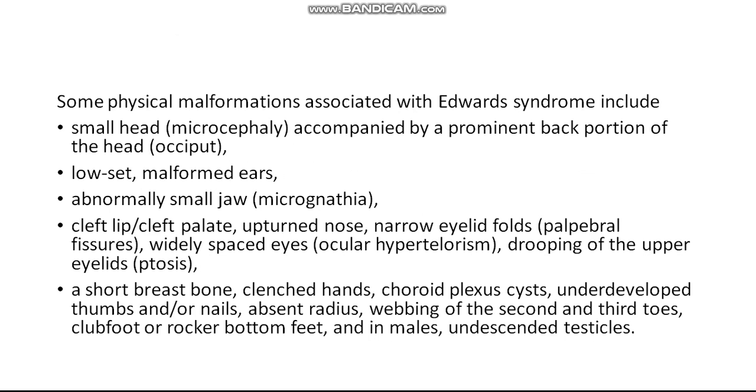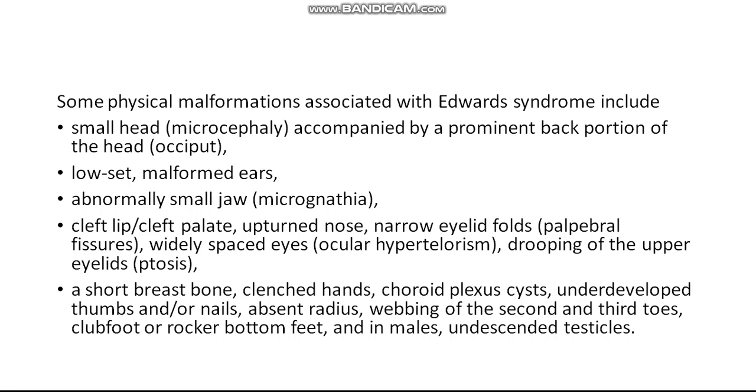The other physical malformations include small head or microcephaly, low set and malformed ears, abnormally small jaw, which is known as micrognathia, cleft lip or cleft palate, upturned nose, narrow eye folds or palpebral fissures, widely spaced eyes or ocular hypertelorism, drooping of the upper eyelid or ptosis, a short breastbone, clenched hands, choroid plexus cyst, underdeveloped thumbs or nails, absent radius, webbing of the second and the third toes, club foot or rocker bottom foot.